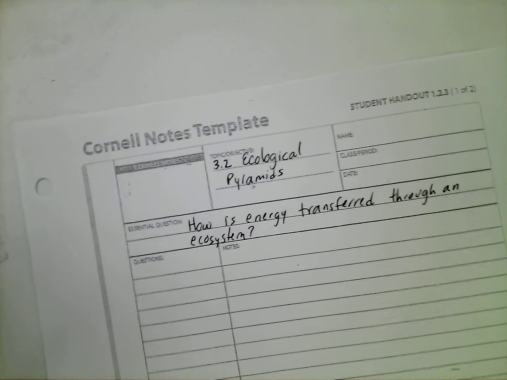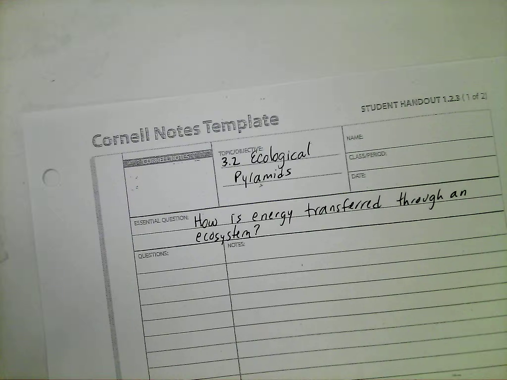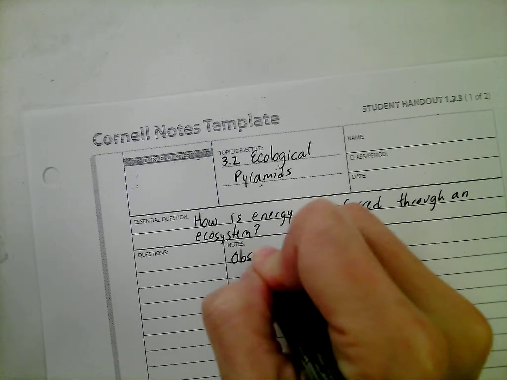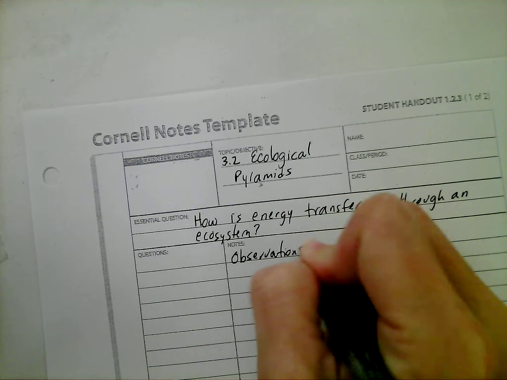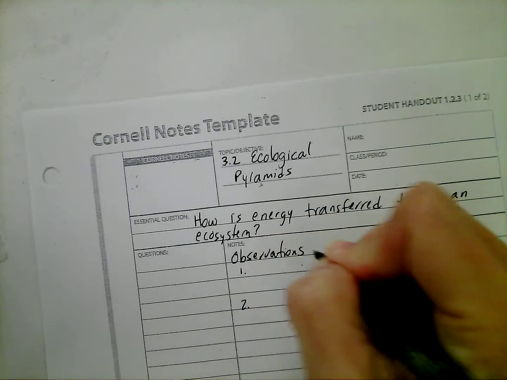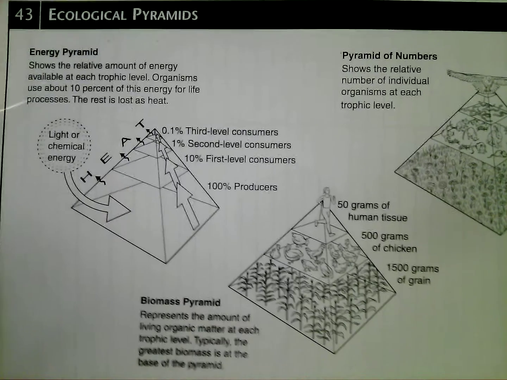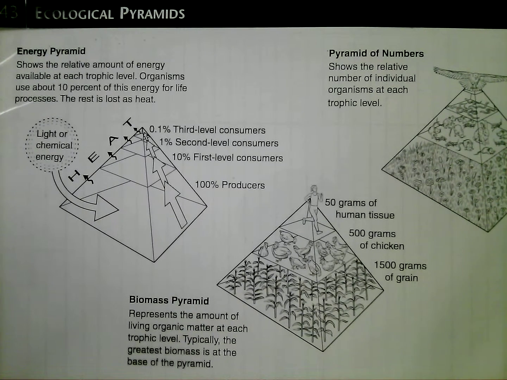Okay, now before we get started, you need to just do a tiny bit of reading and observe a couple pictures that I'm going to show you. So first of all, we're going to write down observations, and you need to make 2 observations about this picture. Okay, so let me show you that picture. Here we go. Okay, so you can go ahead and pause this and read it, okay?